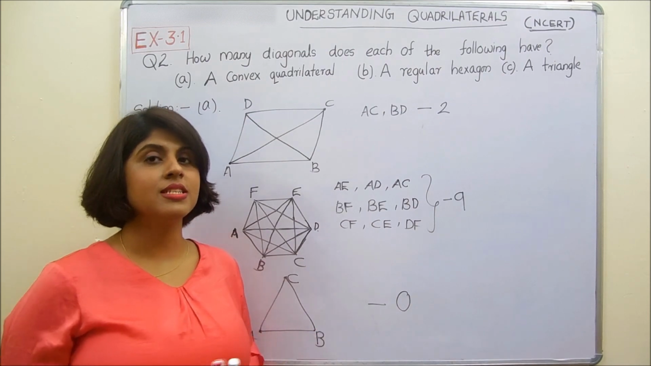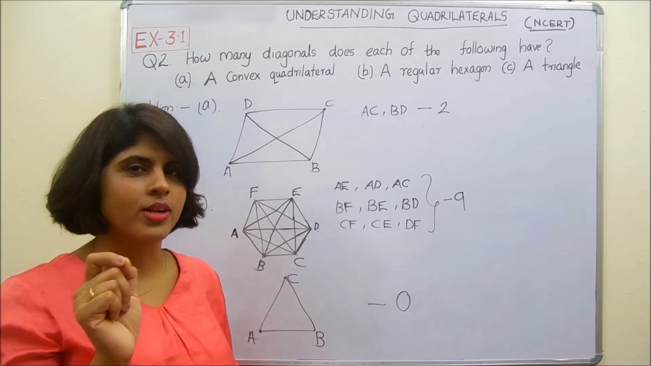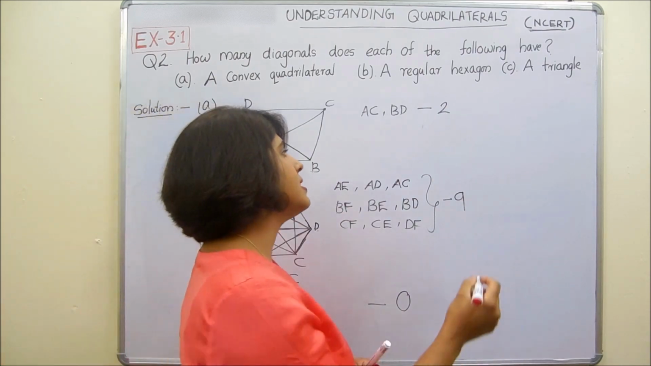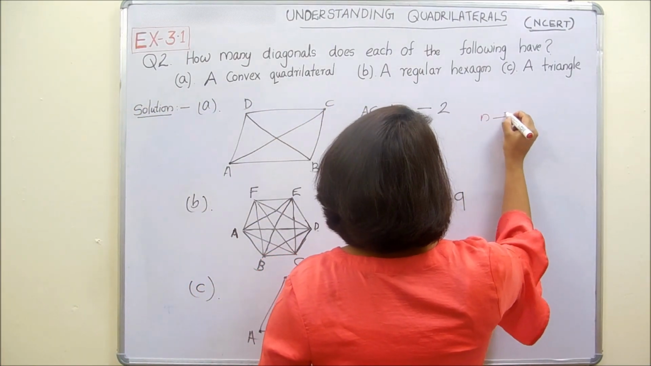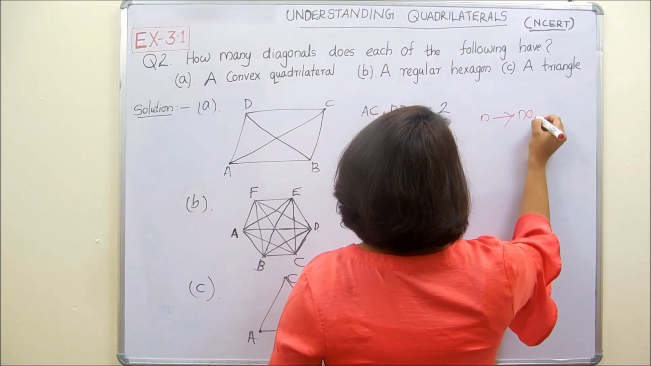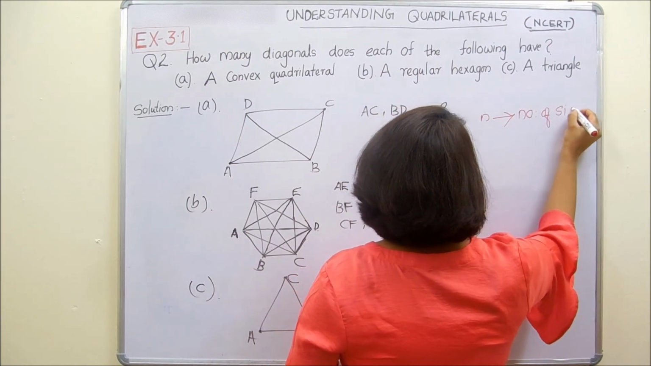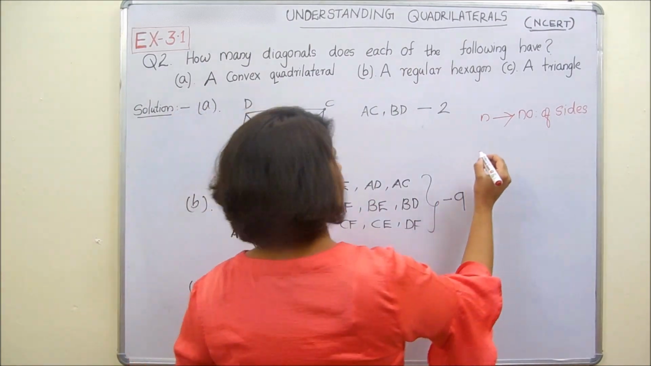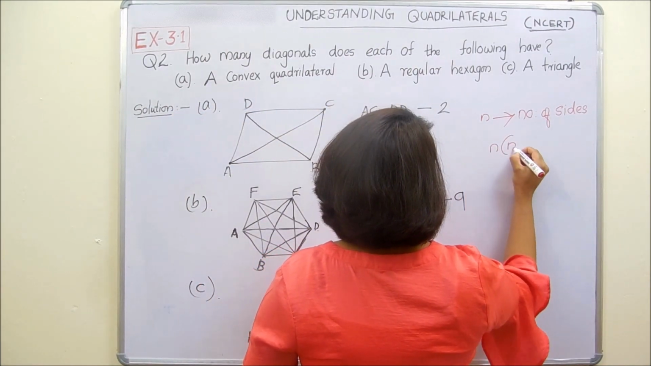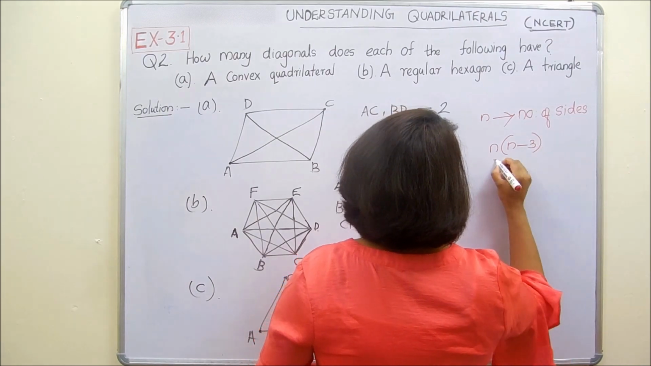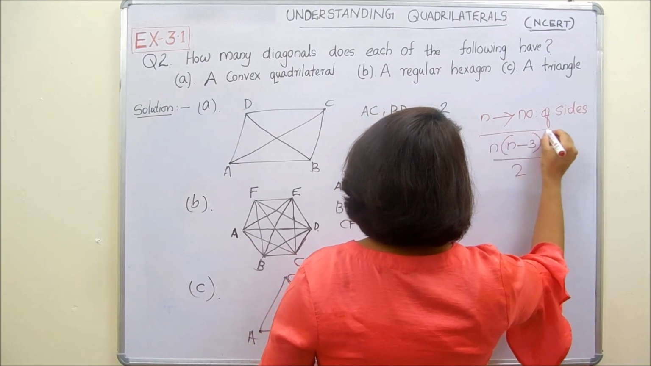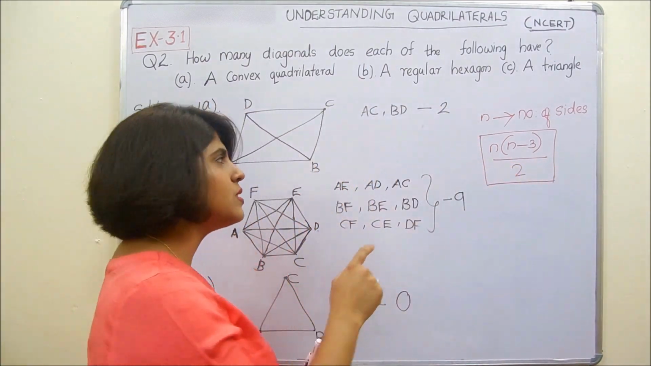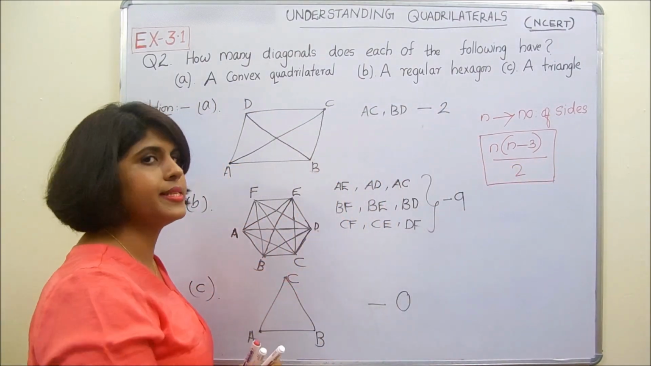Clear? And students, I want to tell you there is a shortcut for finding the number of diagonals of a polygon. If n is the number of sides of a polygon, the number of diagonals can be found by n times (n minus 3) divided by 2. Now let us verify this formula in each case.